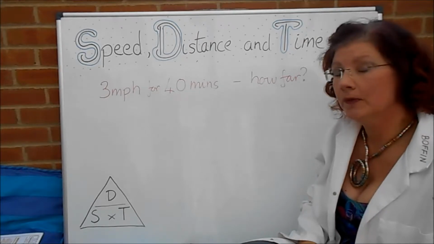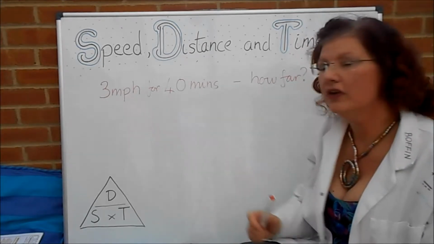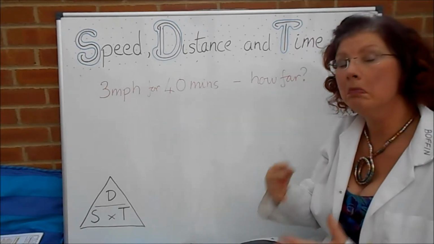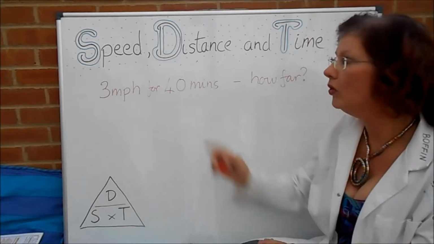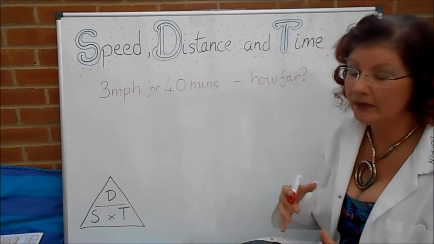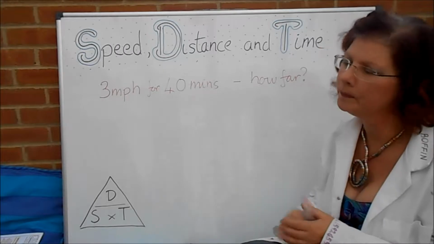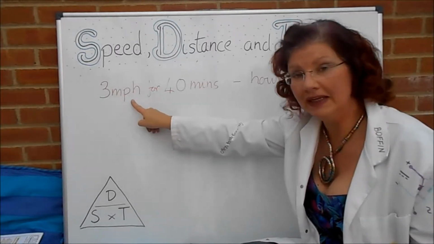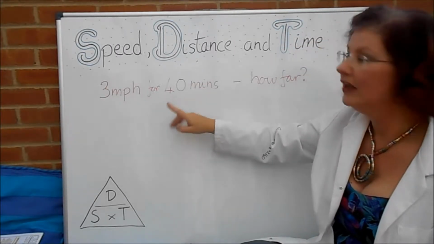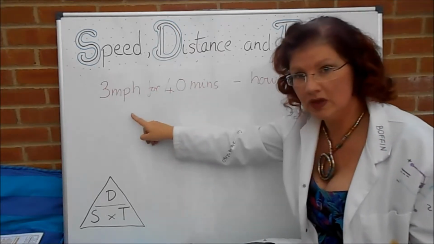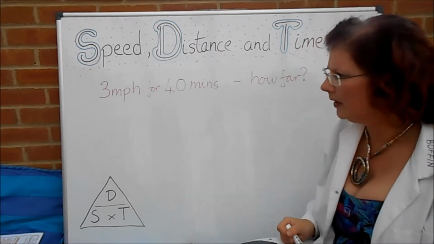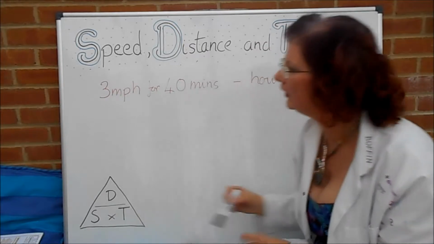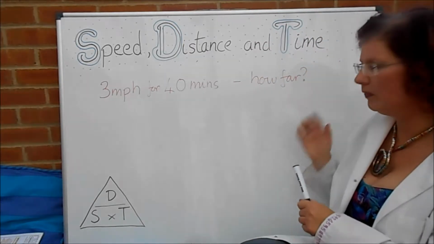So what we need to do is either convert 3 miles per hour into miles per minute, or convert the minutes into hours. It doesn't actually matter which one you do. If you turn that into miles per minute, then you can work with the minutes. If you turn that into hours, then you can work with the hours. They just need to match. I'm going to do it both ways, one way in black and one way in blue.